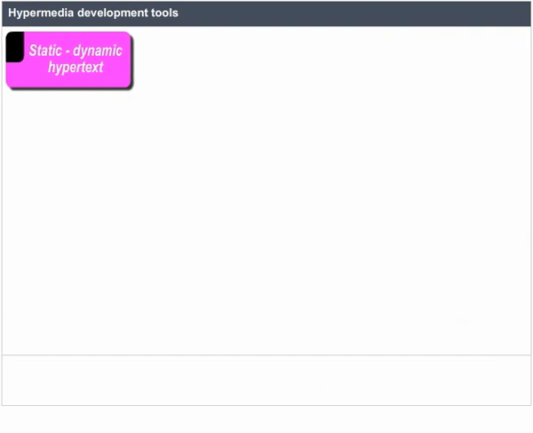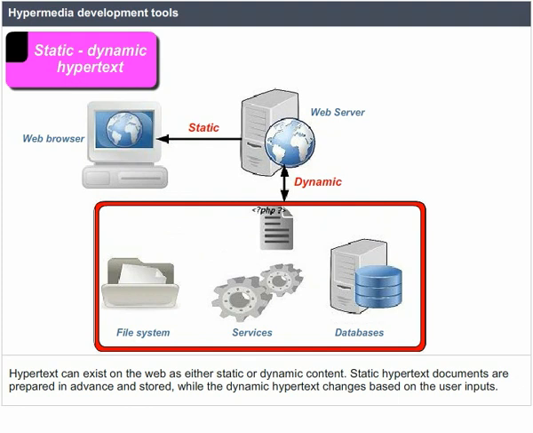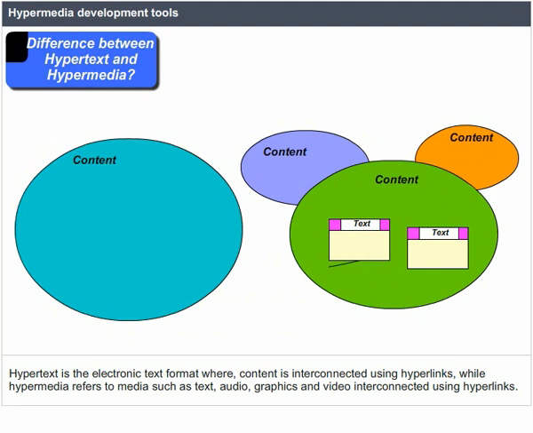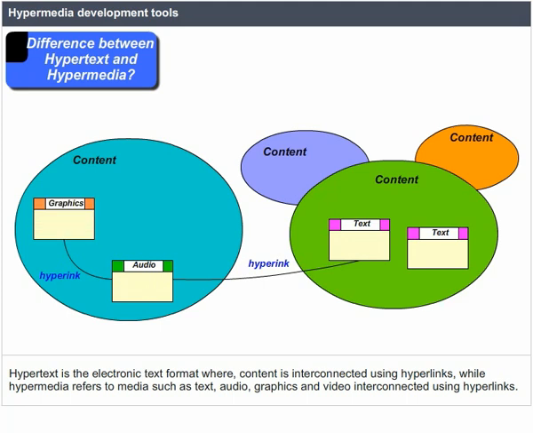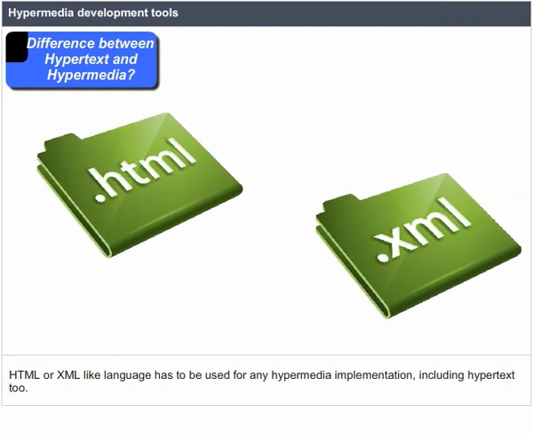Static, dynamic hypertext. Hypertext can exist on the web as either static or dynamic content. Static hypertext documents are prepared in advance and stored, while the dynamic hypertext changes based on the user inputs. Difference between hypertext and hypermedia. Hypertext is the electronic text format where content is interconnected using hyperlinks, while hypermedia refers to media such as text, audio, graphics, and video interconnected using hyperlinks. Hypertext is a subset of hypermedia. HTML or XML-like language has to be used for any hypermedia implementation, including hypertext too.